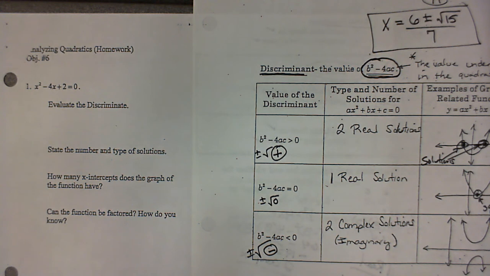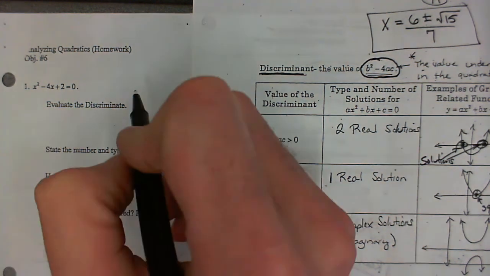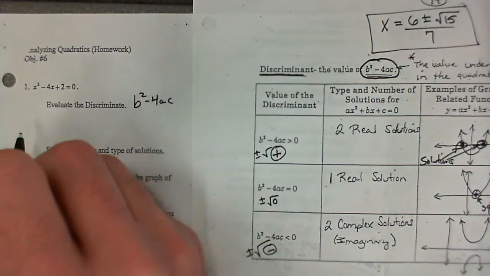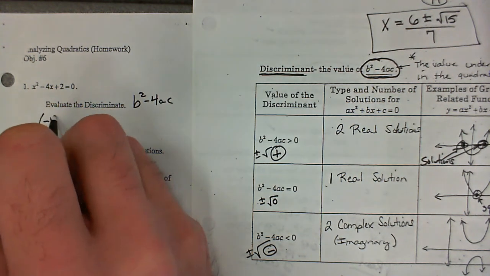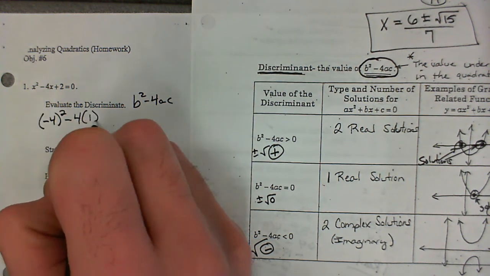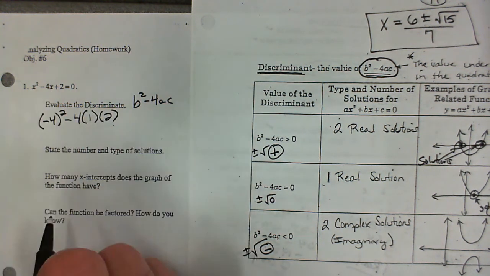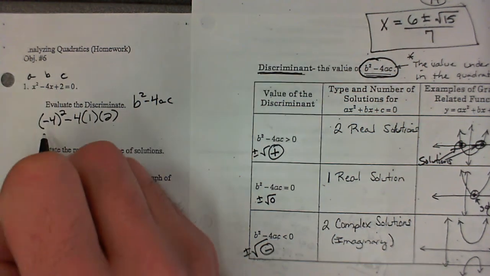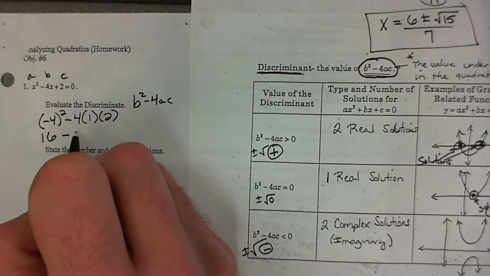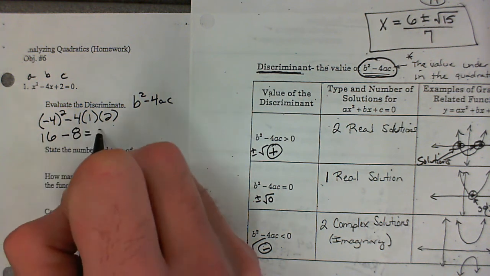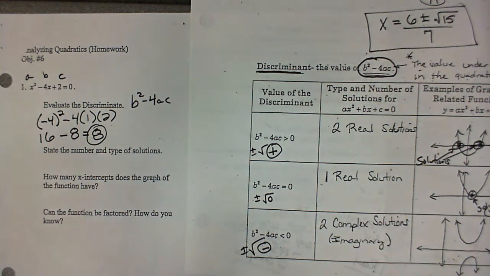So, looking at number 1, first we want the discriminant, so that's b squared minus 4ac. In this case, b is negative 4, so this is negative 4 squared minus 4 times a, which is 1, times c, which is 2. This is a, b, and c. So this is 16 minus 4 times 1 times 2, that's 8. So 16 minus 8 is 8. So your discriminant here is 8. So it's a positive 8.